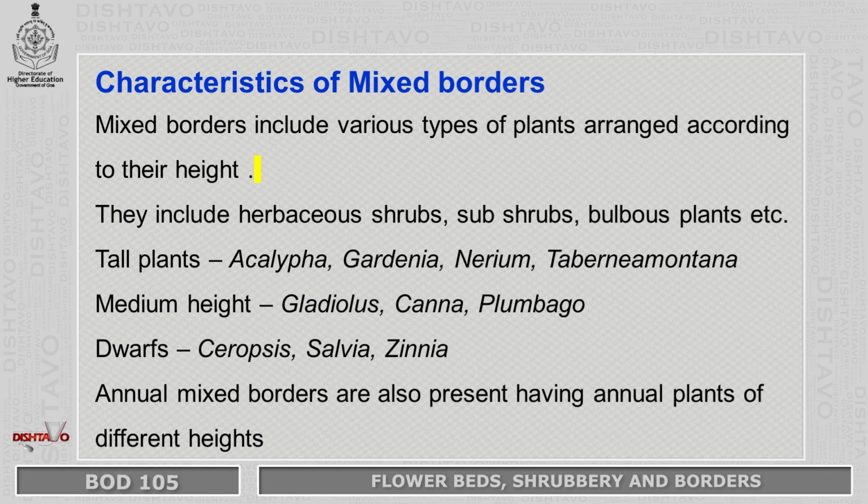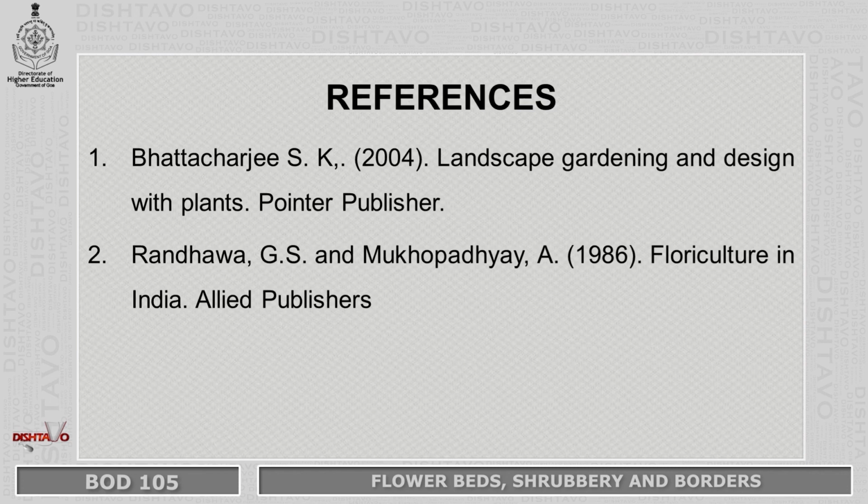So the tall plants examples are Eclifa, Gardenia, Nerium and Tabernaemontana. Medium height plants are Gladiolus, Canna and Plumbago. Dwarf plants are Coreopsis, Salvia, Zinnia. Annual mixed borders are also present having annual plants of different height where different heighted plants are arranged one after the another. References for this module are Landscape Gardening and Designing with Plants and Floriculture in India.